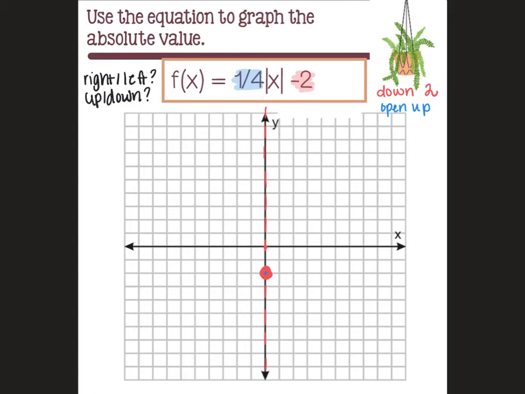So I'm going to start on my vertex. I'm going to count up 1, right 4. Put a point. And then one more time, up 1, right 4. The graph just has to look the exact same on the other side. So I'm just going to kind of count over. So this is 1, 2, 3, 4. 1, 2, 3, 4. So I would have a point here. And I'm going to erase these.